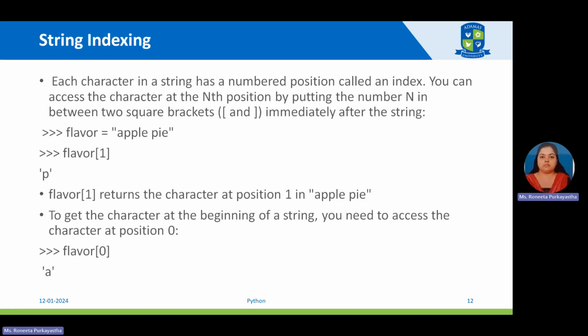Similarly, if you want to access the character at the beginning of the string, that means the first character in the string, then you can use the 0th index. So instead of flavor 1, it will be flavor 0.